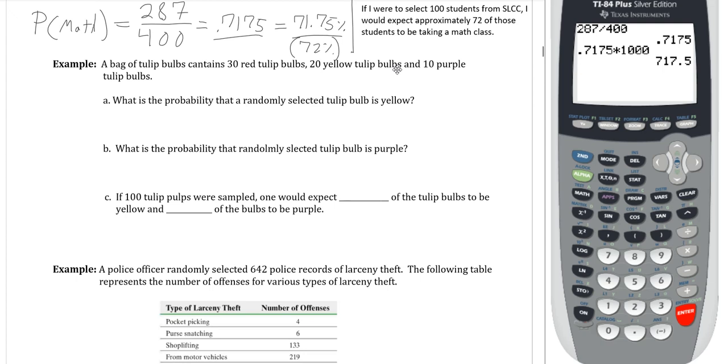All right, next example. A bag of tulip bulbs contains 30 red tulip bulbs, 20 yellow tulip bulbs, and 10 purple. So overall, that's 30 plus 20 plus 10. That's overall, we have 60 bulbs. A asks, what is the probability that a randomly selected tulip bulb is yellow? So I'll say probability of Y, of yellow. Probability of yellow should be how many are yellow over the overall total. Based on my description, we have 20 yellow tulip bulbs out of the overall total of 60. This can also be represented if you divide those, that will give you a decimal of 0.33, repeating, or 33%.